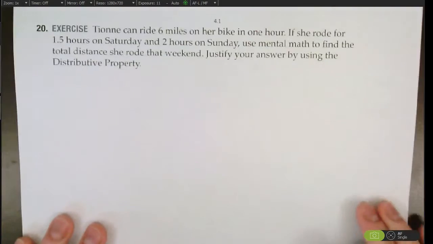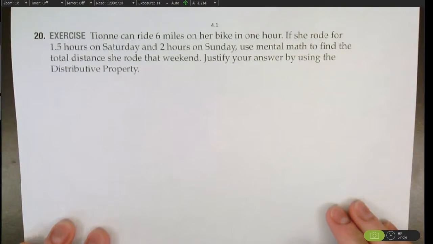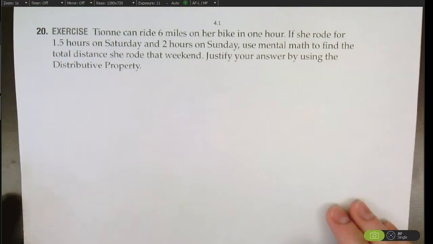All right, another example from the homework. Tian can ride 6 miles on her bike in 1 hour. If she rode 1.5 hours on Saturday and 2 hours on Sunday, use mental math to find the total distance she rode the bicycle. Justify your answer by using the distributive property.